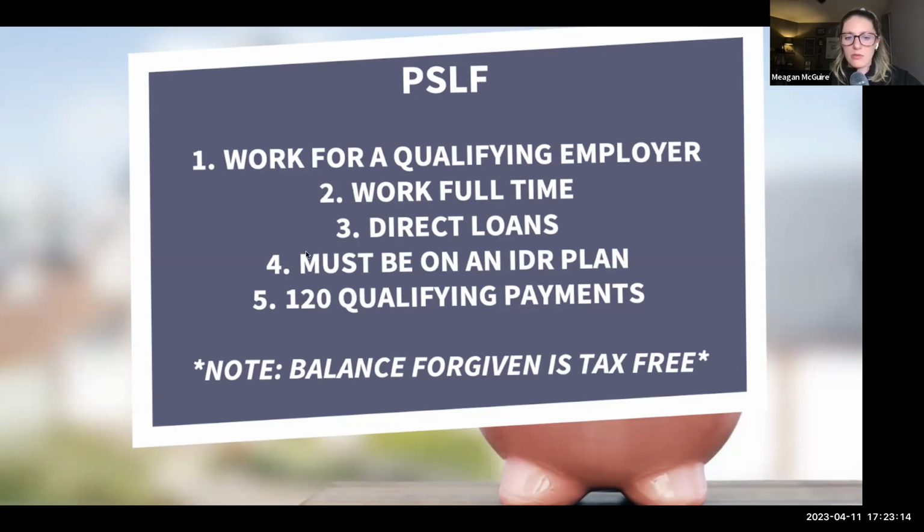And we have to check all 4 boxes above for a payment to qualify. That's key. All 4 boxes have to be checked. So work at an eligible employer, be full-time, have the direct loans, be on an income-driven plan, and make 120 payments. So it can't be any shorter than 10 years. There's no shortcuts, unfortunately. But I'll pause. I think there's something in the chat.